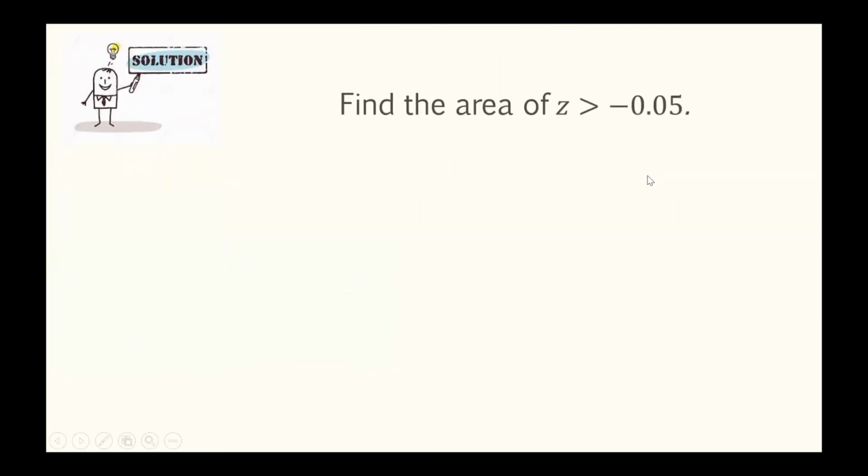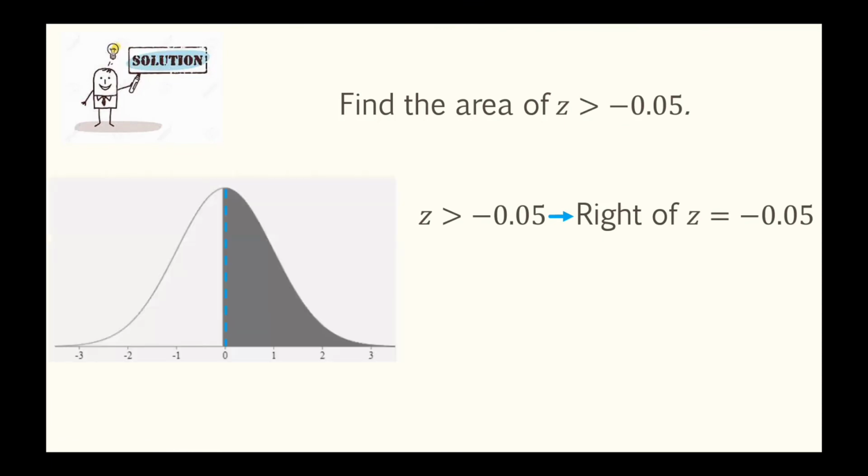For number 2, we're going to find the area of z which is greater than negative 0.05. So when we say z is greater than negative 0.05, meaning we're going to get the area to the right of z equals negative 0.05. To draw the normal curve, that is negative 0.05 to the right side. So, lumagpas lang ng kaunti sa 50% yung shaded portion.